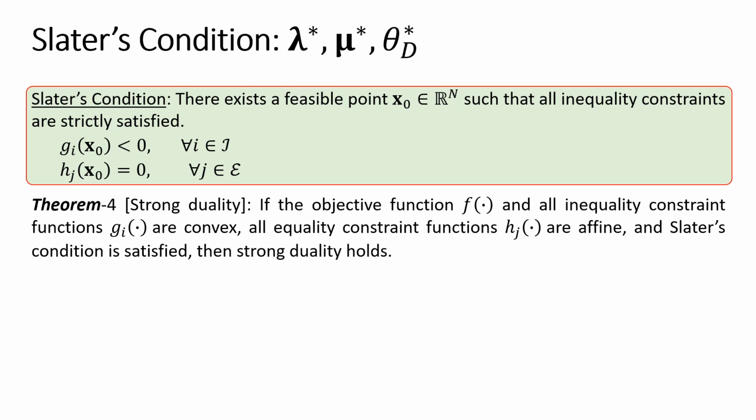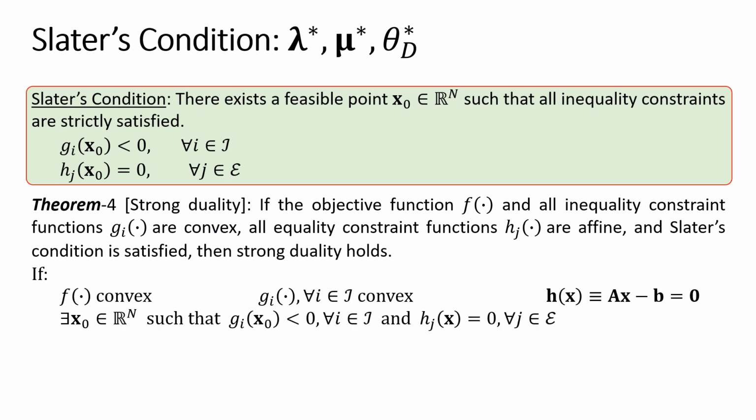Theorem 4, strong duality. If the objective function and all inequality constraint functions are convex, and all equality constraint functions are affine, by affine we mean of the form Ax equals b, and Slater's condition is satisfied, then strong duality holds.